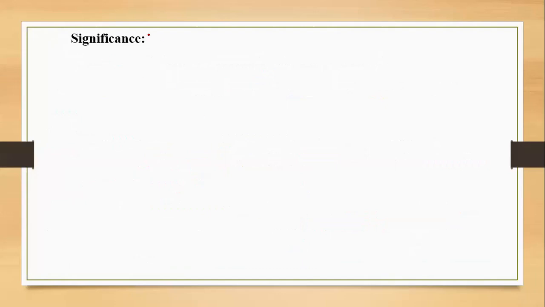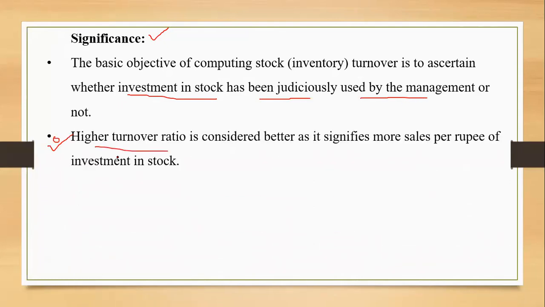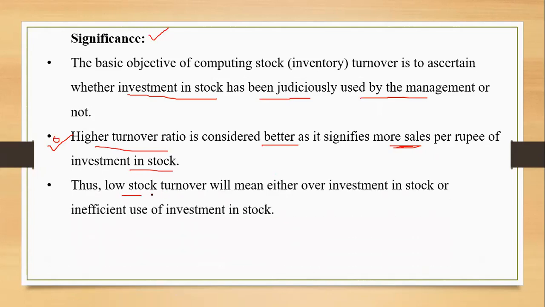What is the significance of this ratio? The basic objective of computing the inventory turnover ratio is to ascertain whether the investment in stock has been judiciously used by the management or not. Are they able to convert their stock into sales or not? And secondly, a higher turnover ratio is considered better as it signifies more sales per rupee of investment in stock. And also, low stock turnover will mean either over investment in stock or inefficient use of investment in stock.